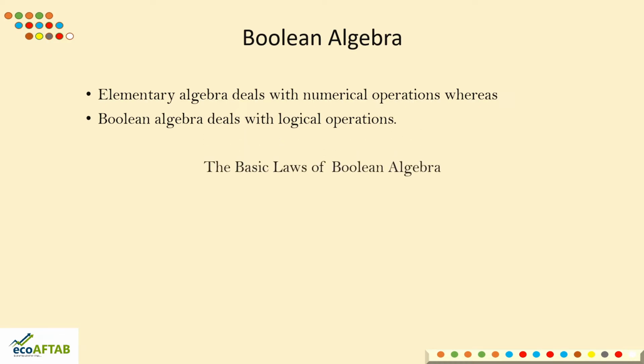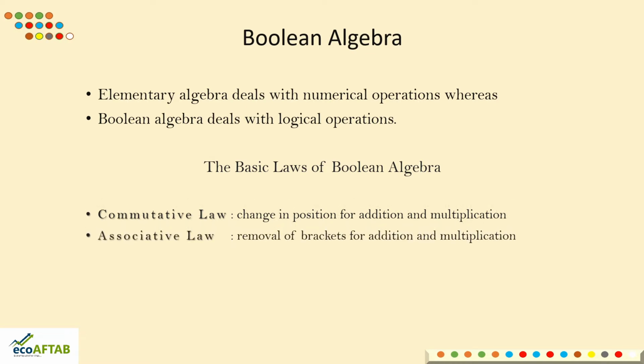So here, friends, there are three important basic laws of Boolean algebra, and they are commutative law, that is change in position for addition and multiplication, associative law, removal of brackets, and distributive law, factoring of an expression. These are the three things that I am going to deal with in today's session. We are going to understand commutative law, associative law and distributive law in relation to matrix algebra.